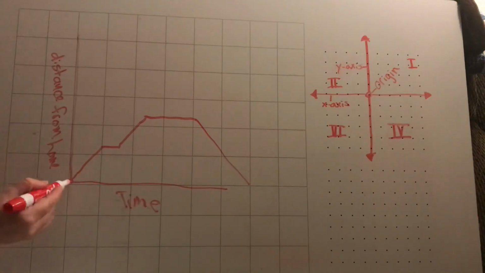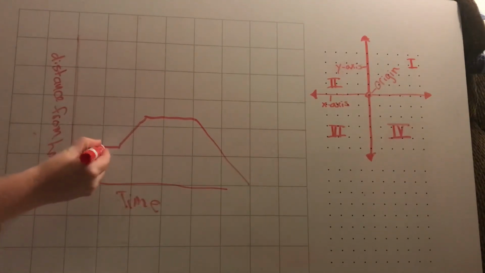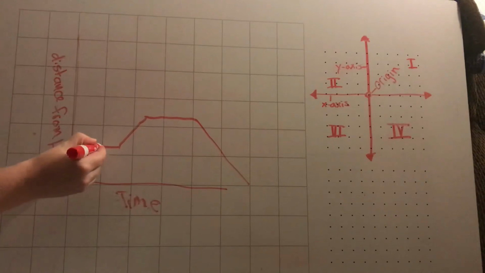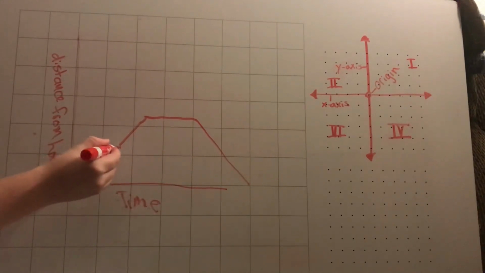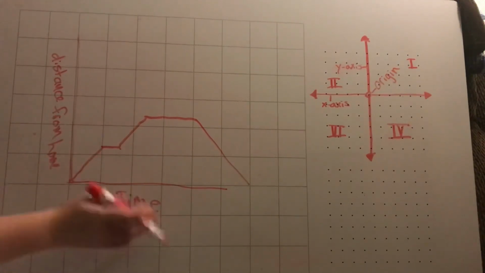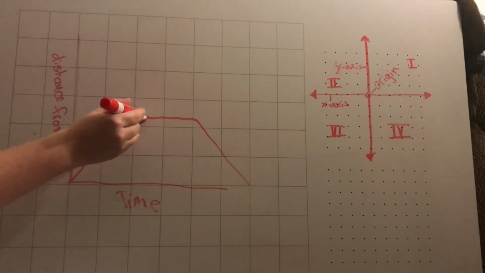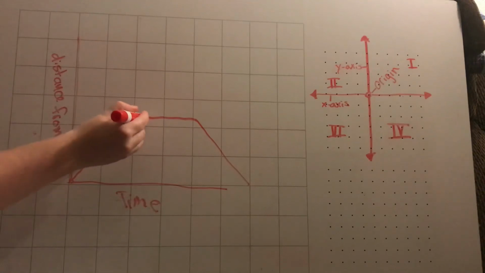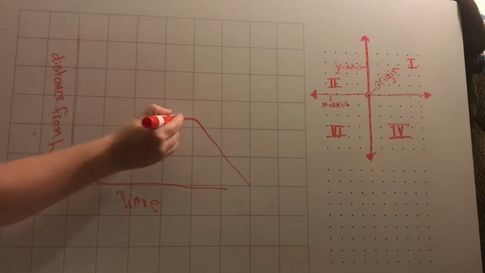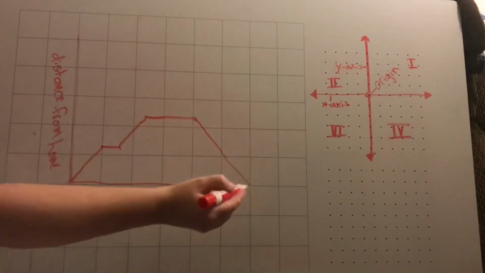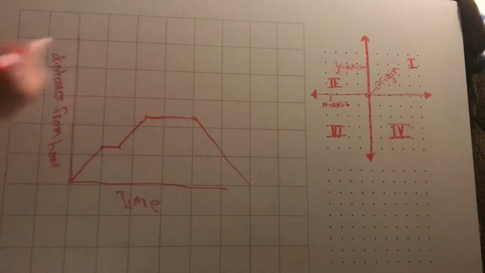Okay, so leaves her house, goes to the gas station. She is not moving, but time is still passing. So we go over on the time, but not up and down from our distance. Then we drive all the way up to the grocery store. Again, the distance is not changing, but we're still progressing through time. And then we drive home. Okay, so this is how you solve those problems.